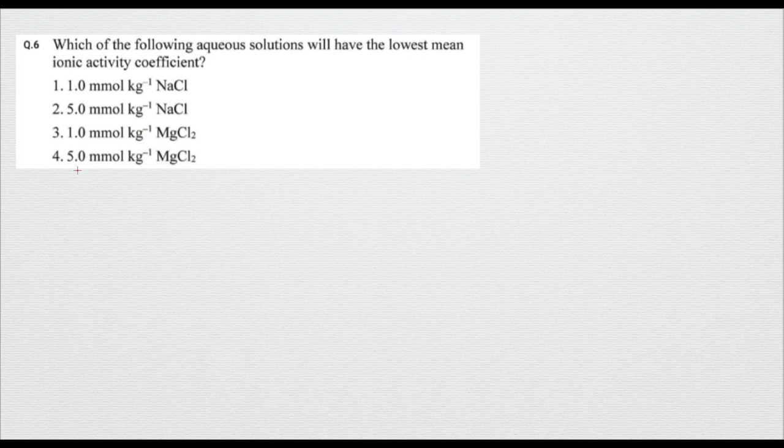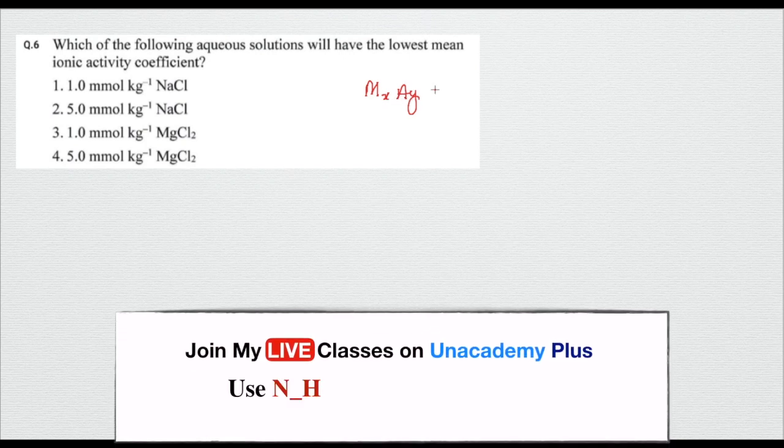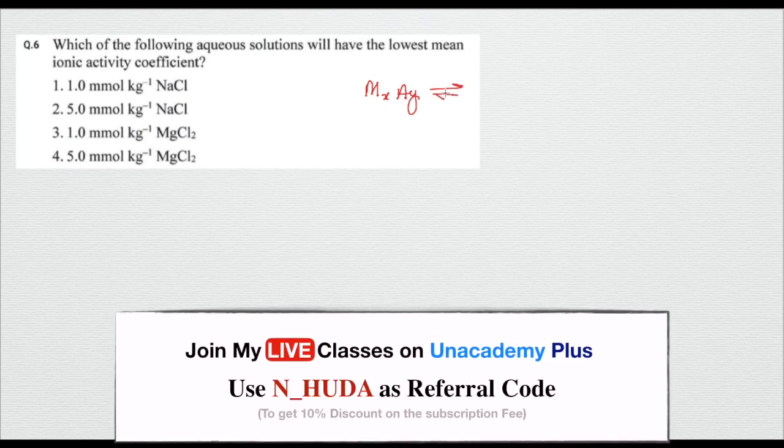Okay, so for that, I hope you know this: let's say I have a salt MxAy, where M is the positive part and A is the negative part of the salt, and x and y are the stoichiometric numbers. It will split up and give you x moles of M plus and y moles of A minus. That's how you get this particular salt.